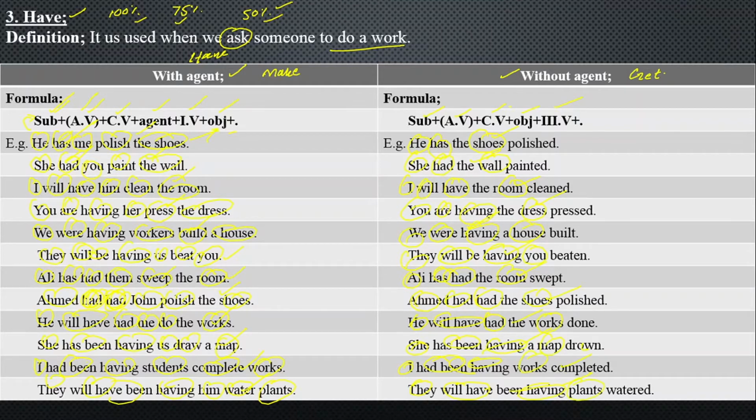After that, this should be in your mind. We bring object and then we use third form of the verb, which is known as past participle. Polished, painted, cleaned, pressed, built, beaten, swept, polished, done, drawn, completed, watered. So these are the sentences with agent and without agent for causative verb have.